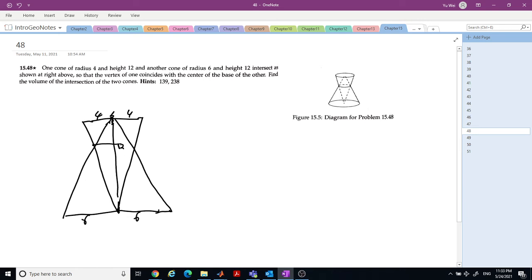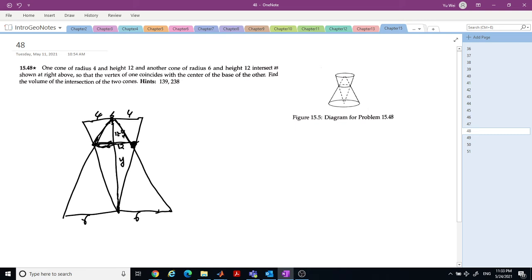So this is the radius of the intersection surface, right? That's a circle. Okay. Now you can see we will have a cone here, and we will have a cone here, right? So as long as we solve the radius, we solve everything. Okay, so now let's see, this is the y, and this is the 12 minus y.